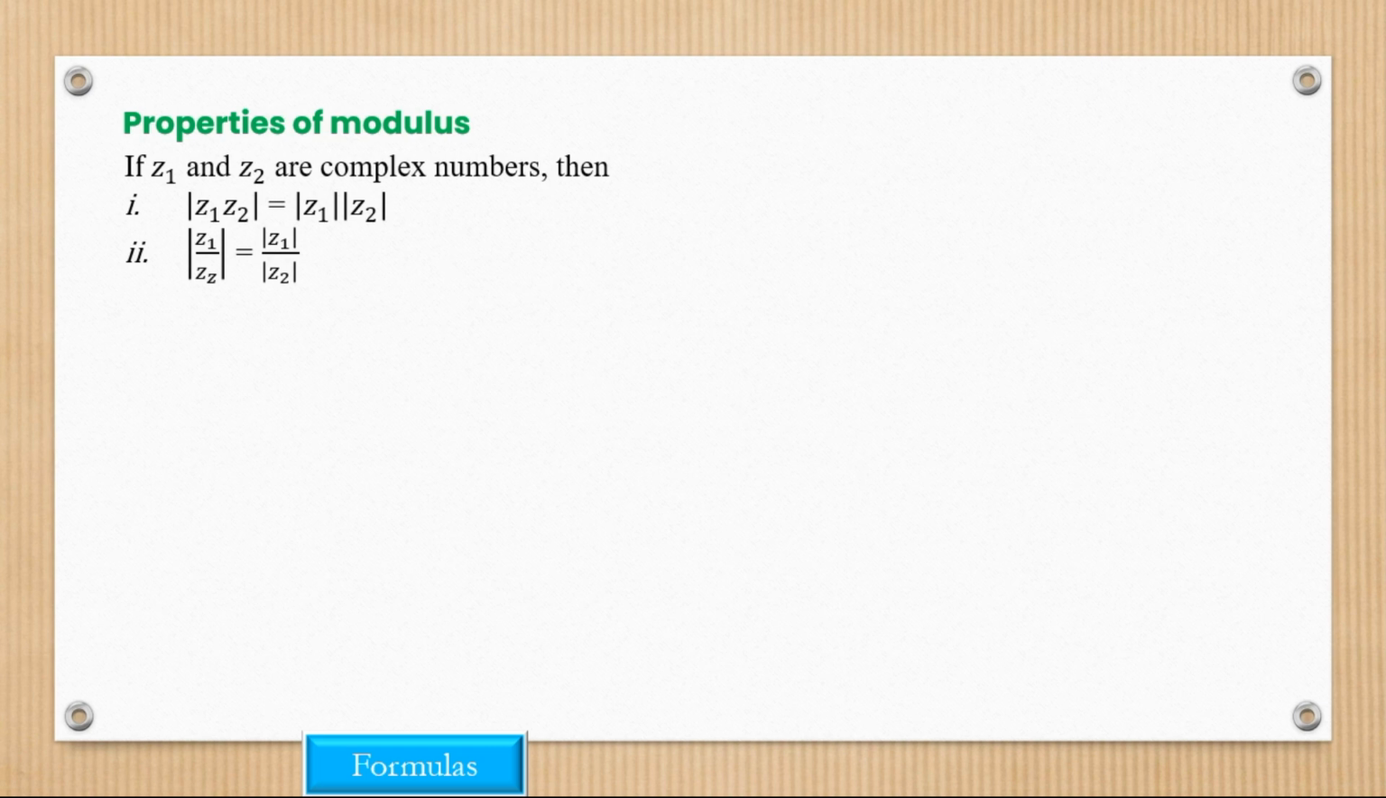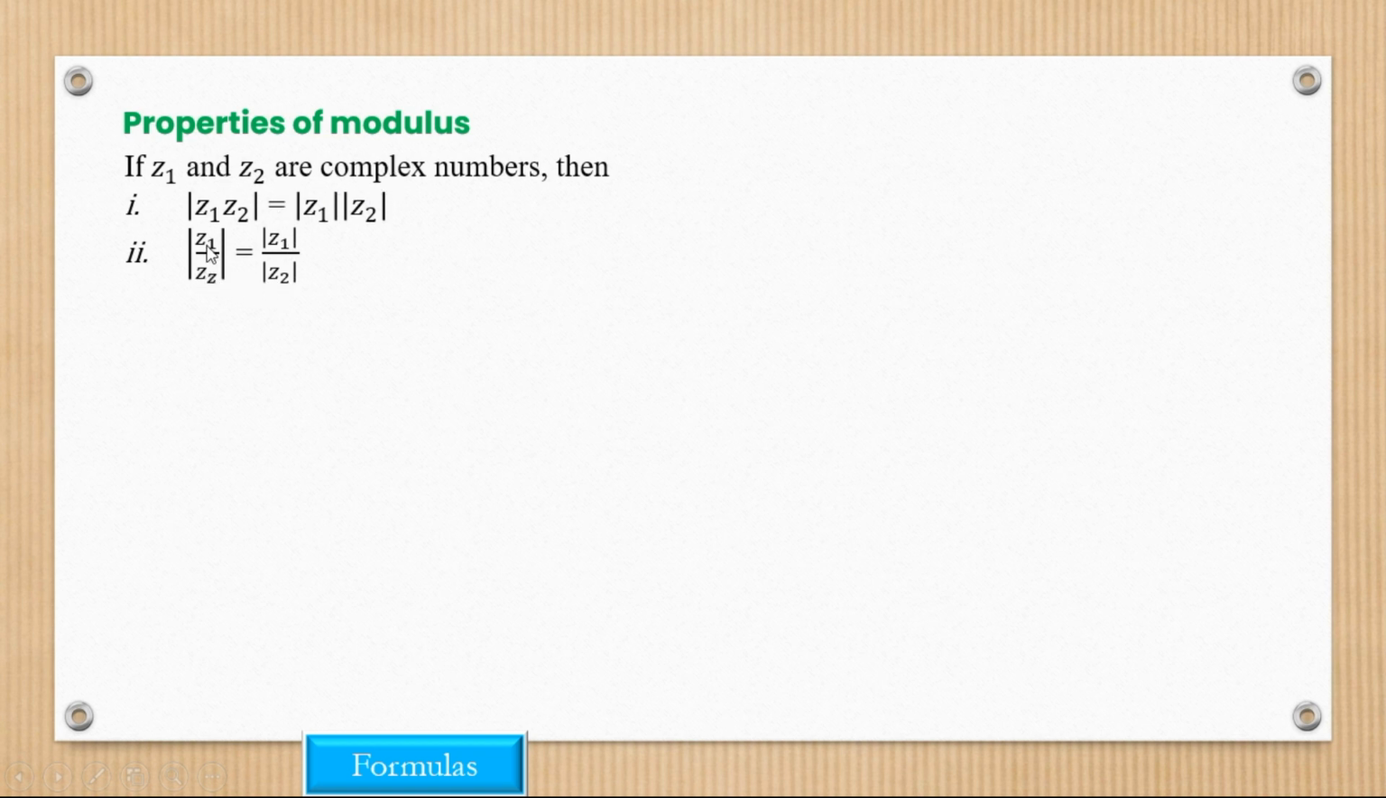Alright, let's look at some properties of modulus. So we're being told if z1 and z2 are complex numbers, then if we have a bar, inside a bar, if we are to find the modulus of the product z1 times z2, this can be stated as, it's the same as having the modulus of z1 alone times the modulus of z2 alone. So this is exactly the same when it comes to complex numbers. So the answers are exactly similar.